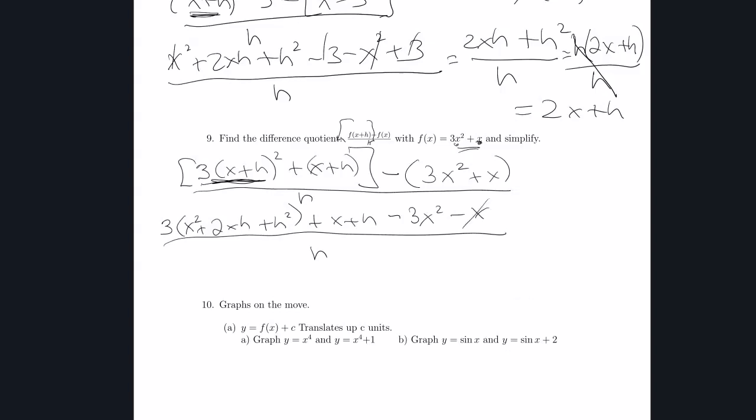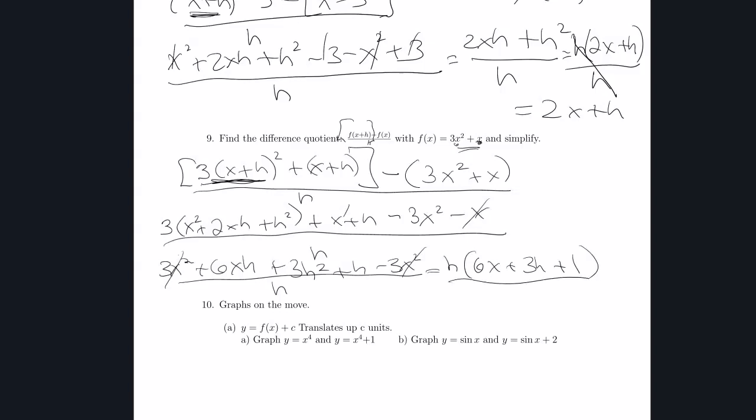So I have a little bit of canceling, right? The two x's go away, and I'm going to take the time to multiply this 3 in. 3x squared plus 6xh plus 3h squared, and then I have a plus h minus 3x squared all over h. So the 3x squareds go away, and then I'm going to factor an h out. So I get 6x plus 3h plus 1 all over the h. The h's cancel, so I get 6x plus 3h plus 1.